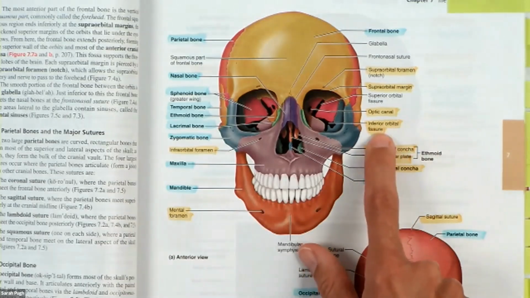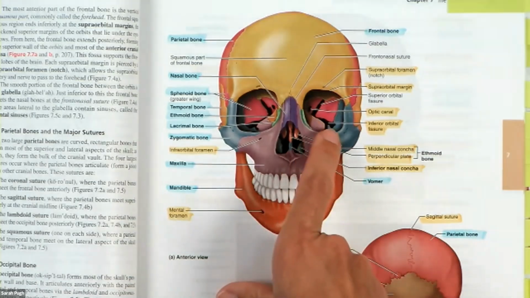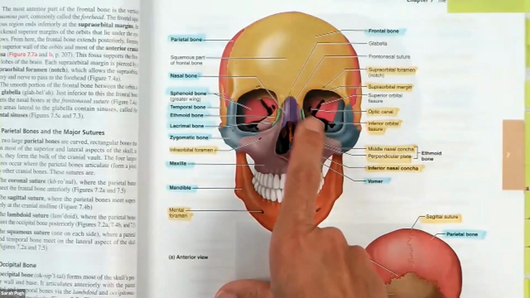In the inferior orbital fissure, a fissure is not a hole, but it's actually sort of like a canal. It's like a wider hole. And so you can see this fissure down here. This is our inferior orbital fissure.